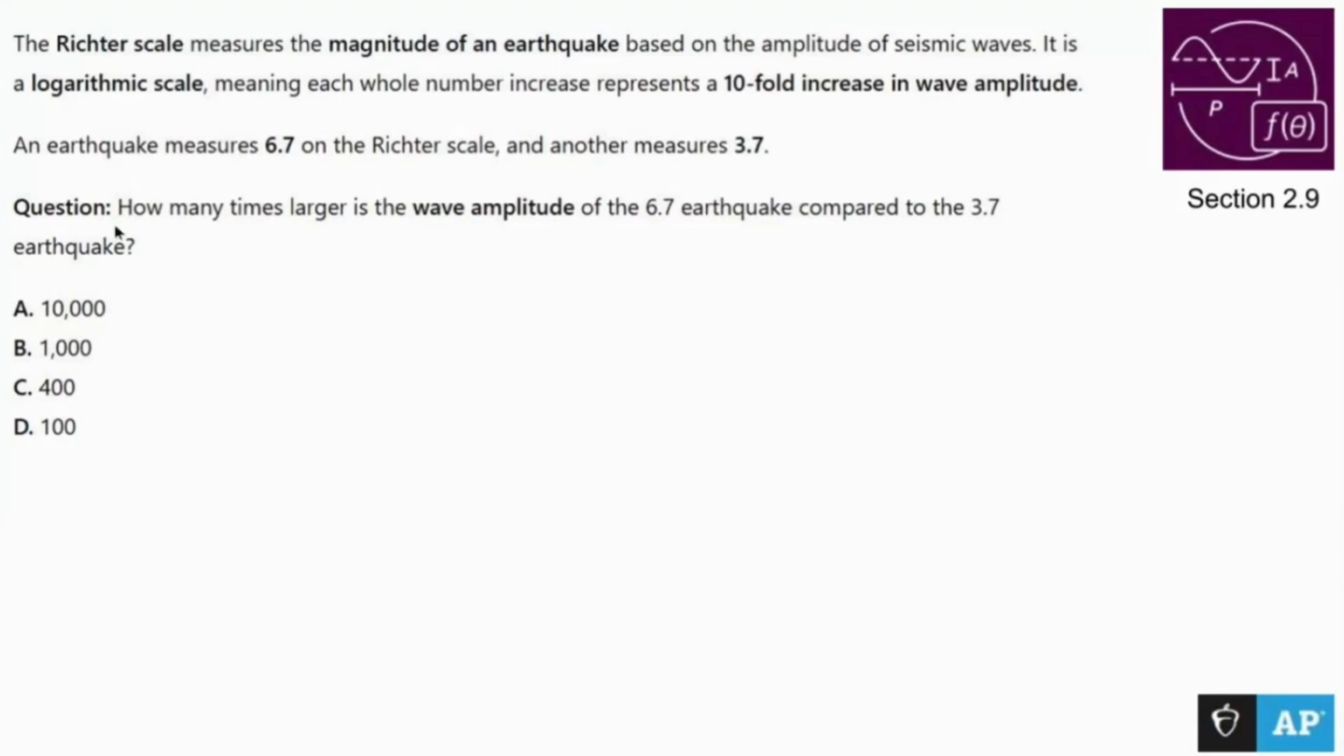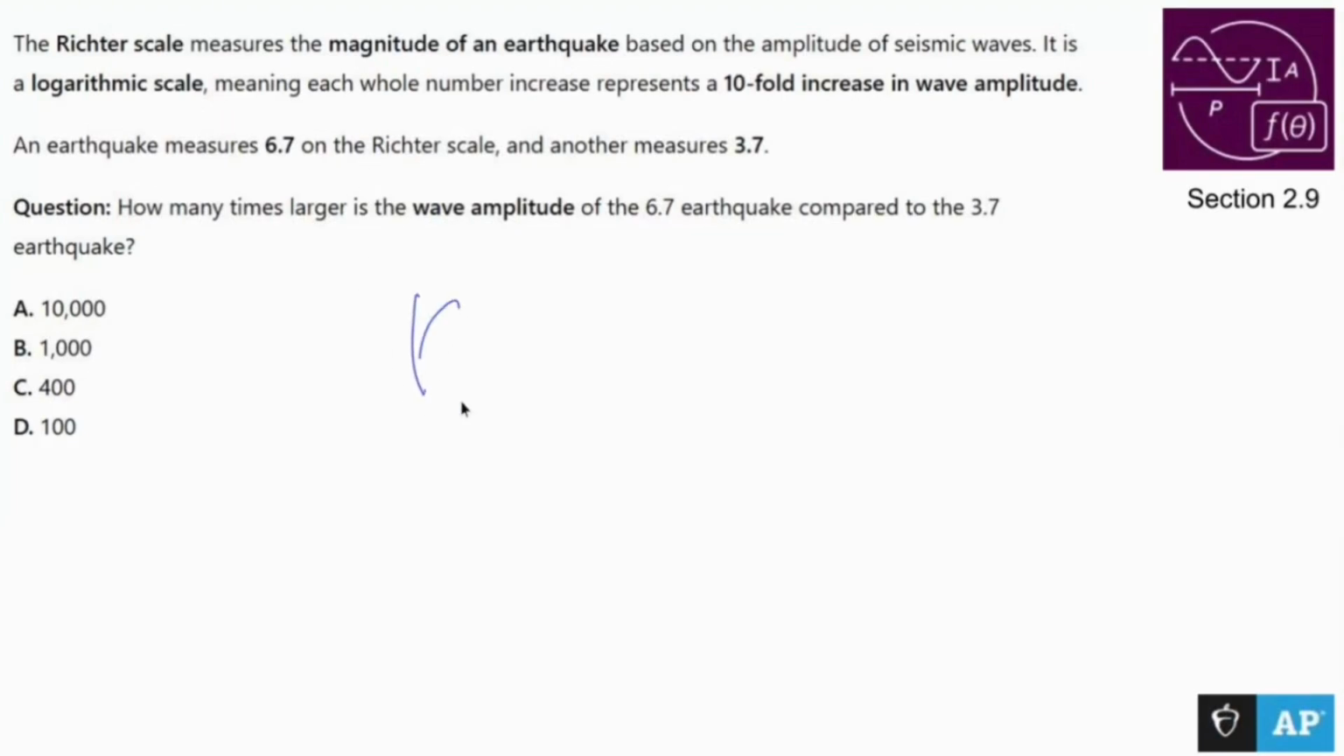All right. An earthquake measures 6.7 on the Richter scale and another measures 3.7. How many times larger is the wave amplitude of the 6.7 over the 3.7? All right, well, it's tenfold, times 10 for every one.